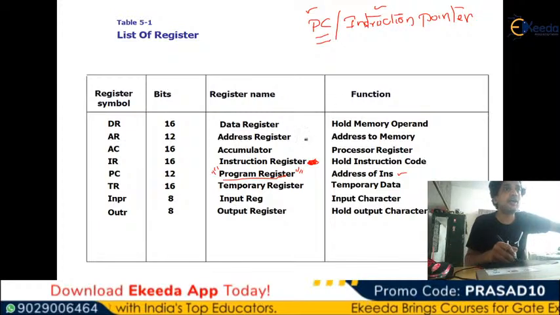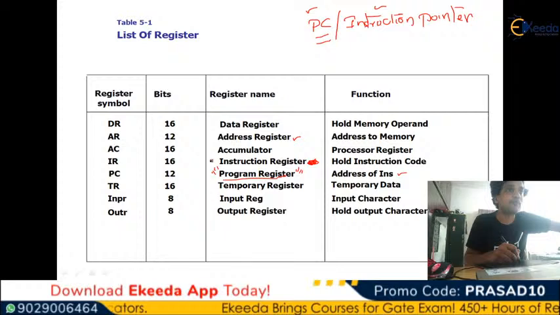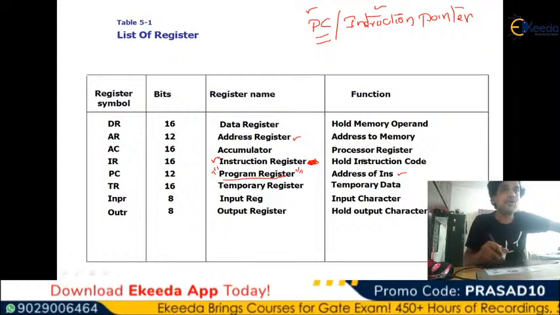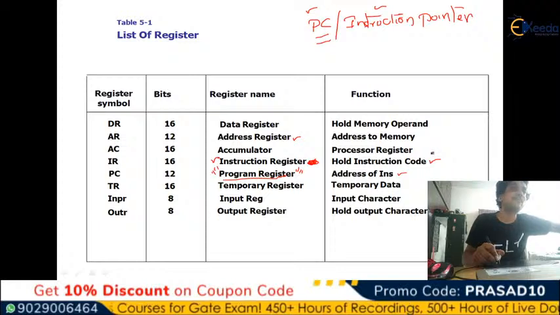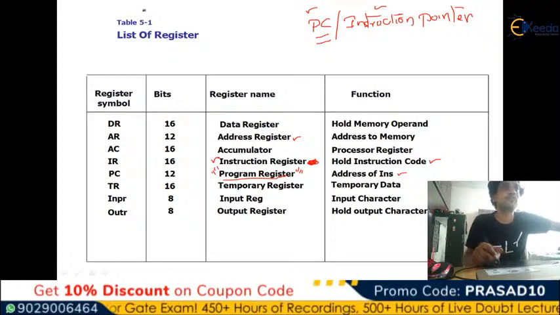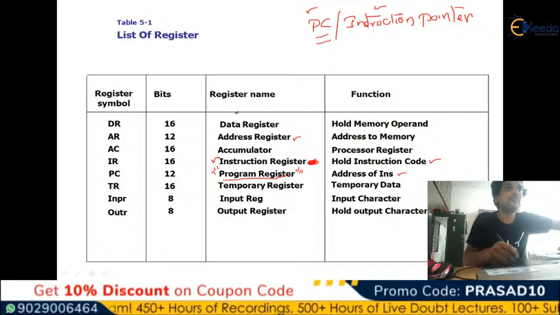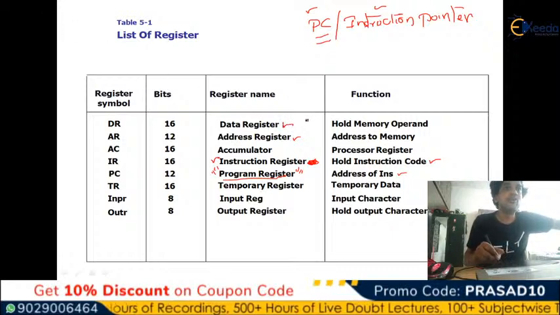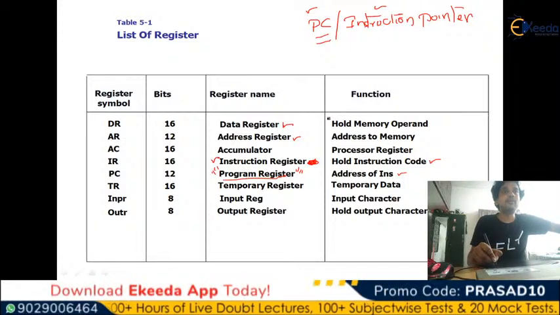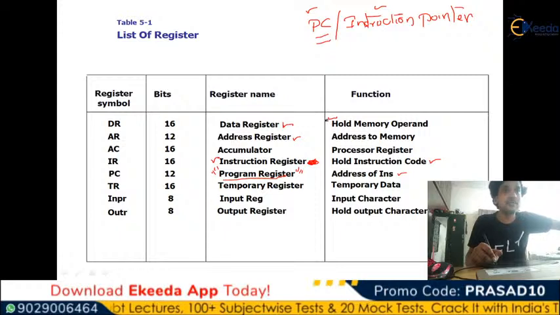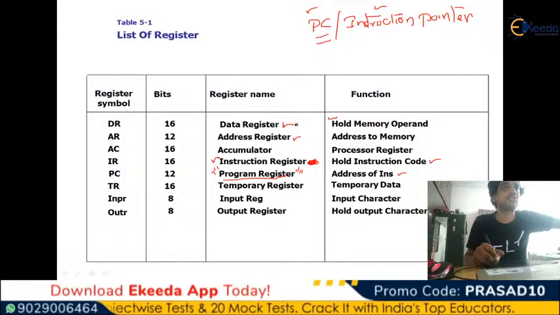I will talk about this address register later. Then there is something called the instruction register. This instruction register is going to hold the current instruction that is being executed currently. Data register. This data register is going to hold the memory operand. The current instruction which is getting executed requires an operand. That operand will be held by the data register.